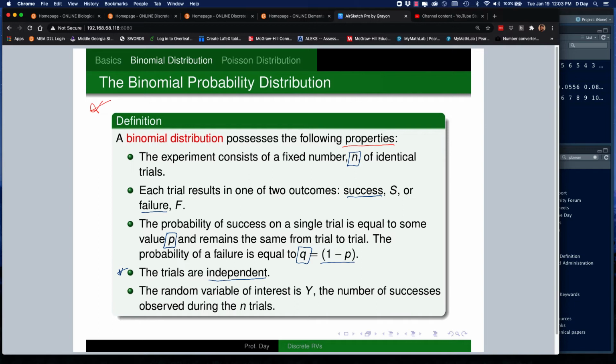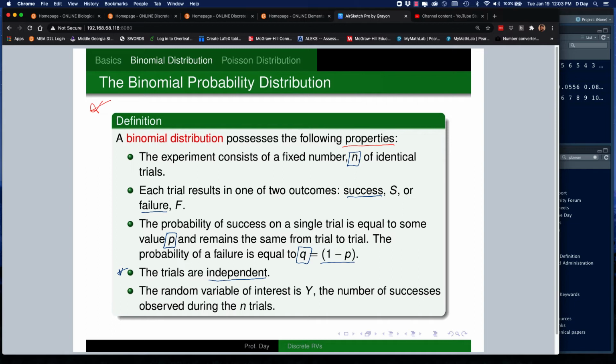The rolling of a die is considered independent because rolling one die doesn't affect what the second die comes out to be. So that's really what independence is. Independent events are events where each event doesn't affect the outcomes of the others. All right.